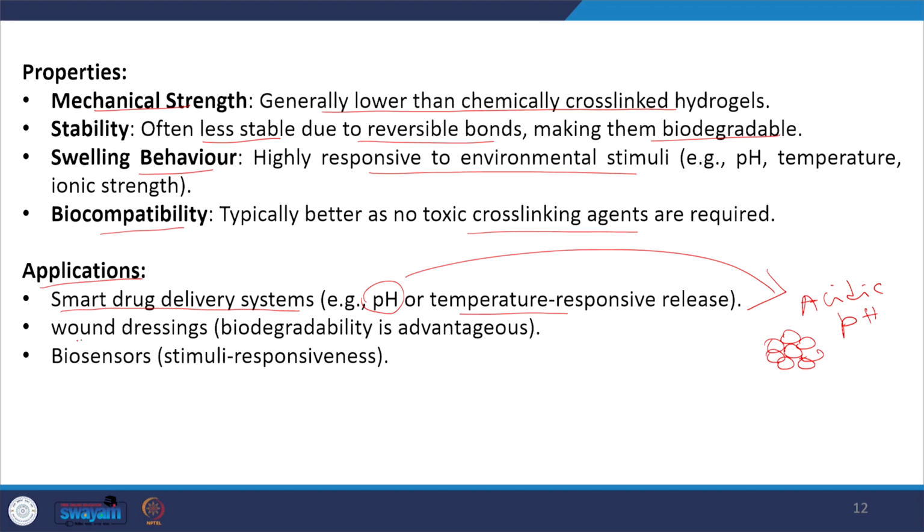And we can also use it for wound dressing application, as it has very good biodegradability. It can be very useful for wound dressing application. So what is biodegradability? That means if the particular material is degrading inside this system, it should not induce any adverse effects. The degraded product should not induce any adverse effect. And we can also use this for biosensor application, as it has a very good stimuli responsiveness. We can also use it for biosensing application.